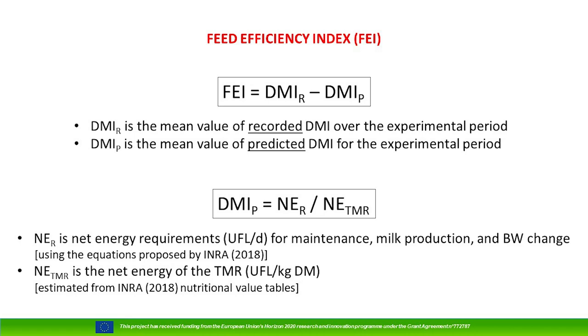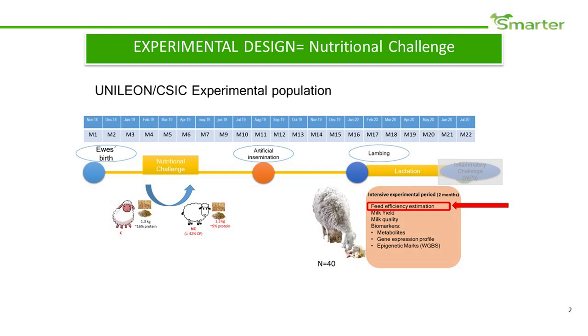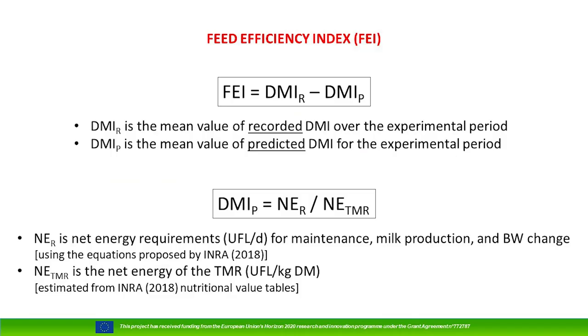We call it the feed efficiency index, but in reality it's the same, and you will verify it by yourself. It's the dry matter intake recorded, the real one that you have measured, minus the predicted one. Ellie explained this very well. In this case, the predicted we will estimate with this ratio: net energy requirements for maintenance, for milk production, and from body weight change. The animal has these three different things to do with the energy that it ingests, and in this case it is the net energy of the ration. The TMR is the ration, and we have estimated it following the INRAE equations from 2018. Then easy to see.